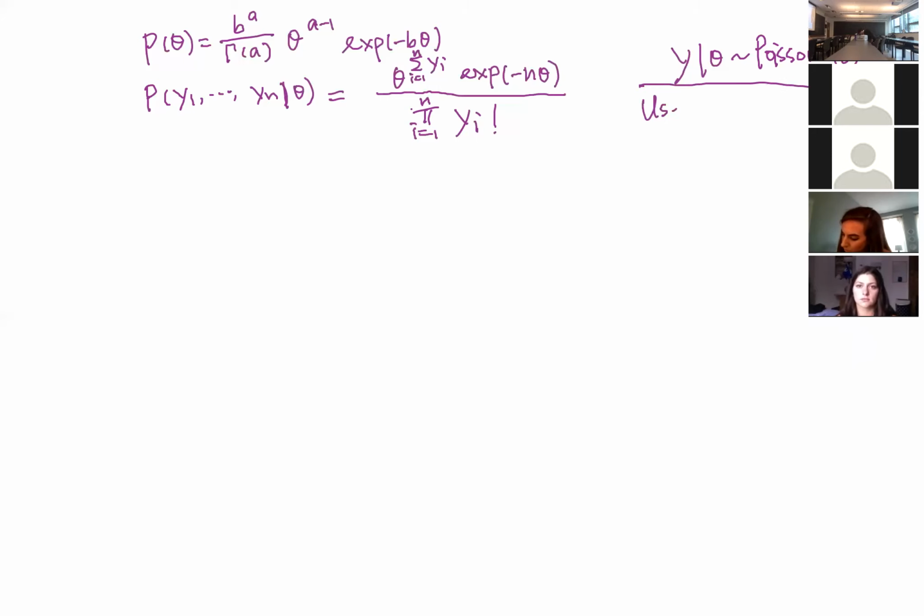I will just write the useful hint on the right-hand side, because this again is very similar to what we have seen with the beta. If you have p(theta) to be a gamma and it's integrated to one, you can actually get rid of theta in certain cases.